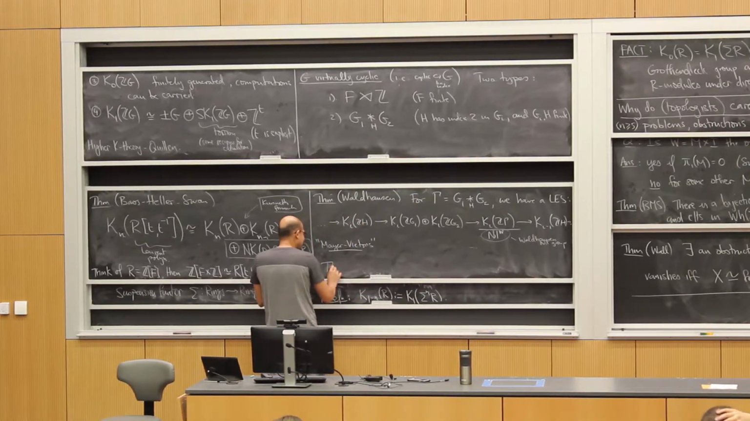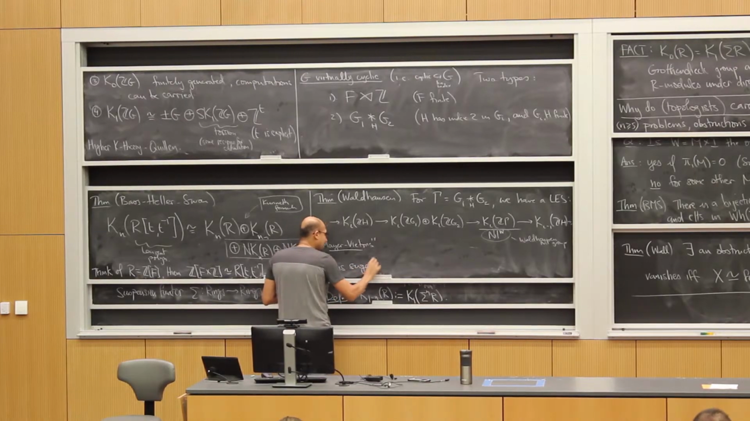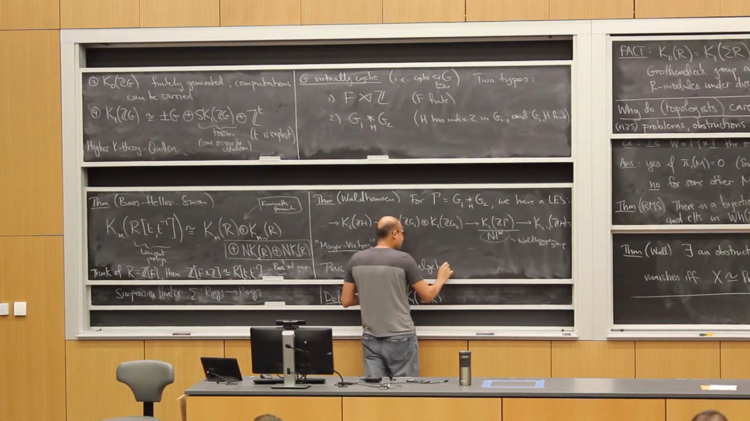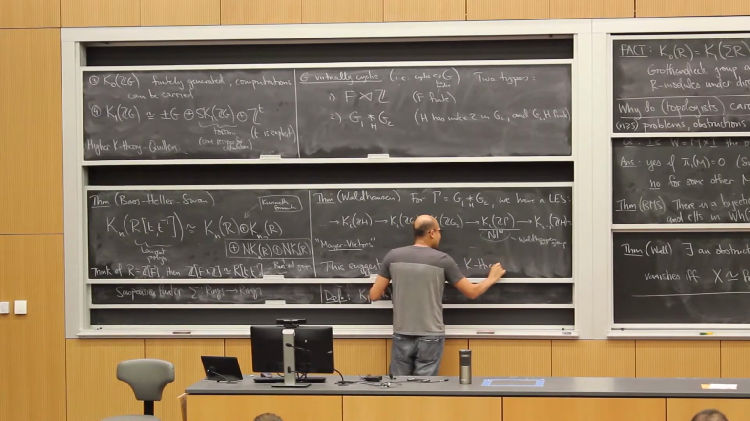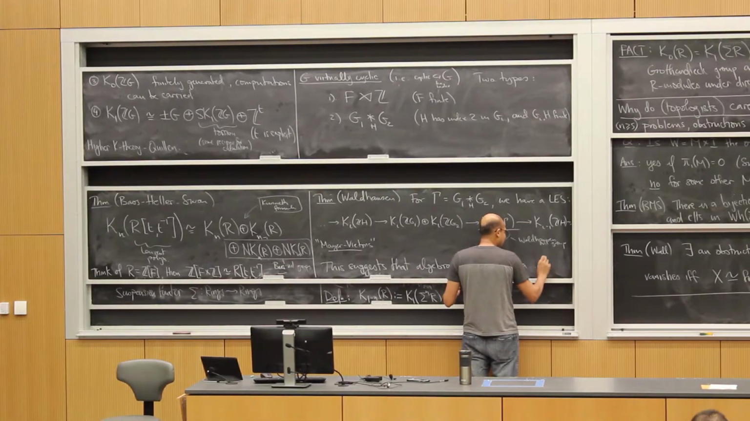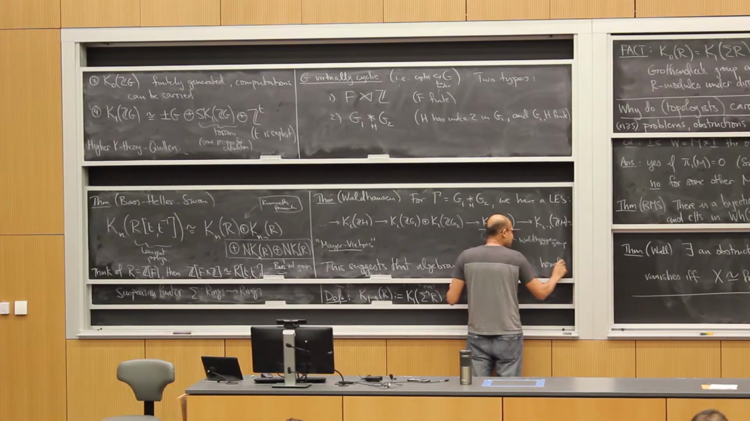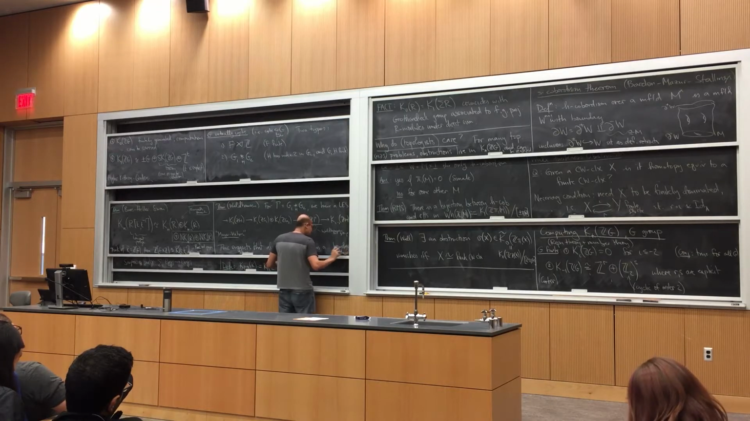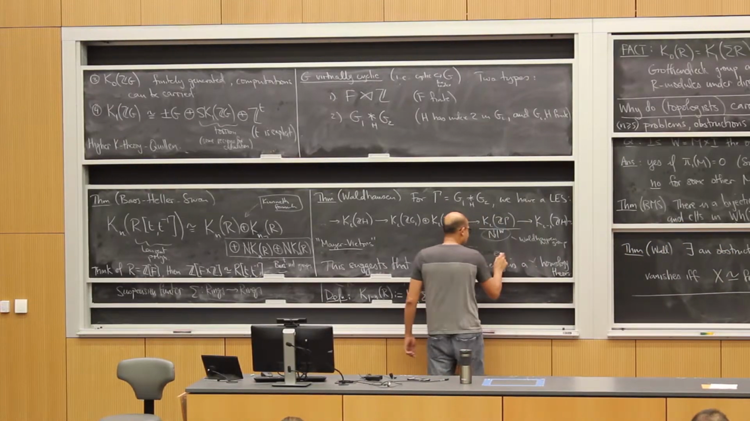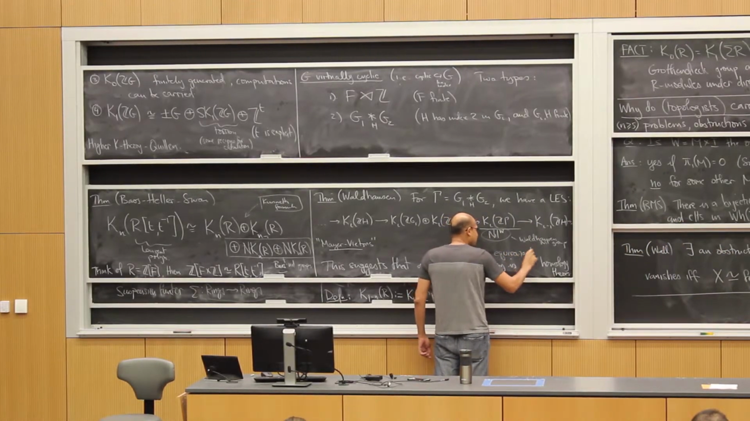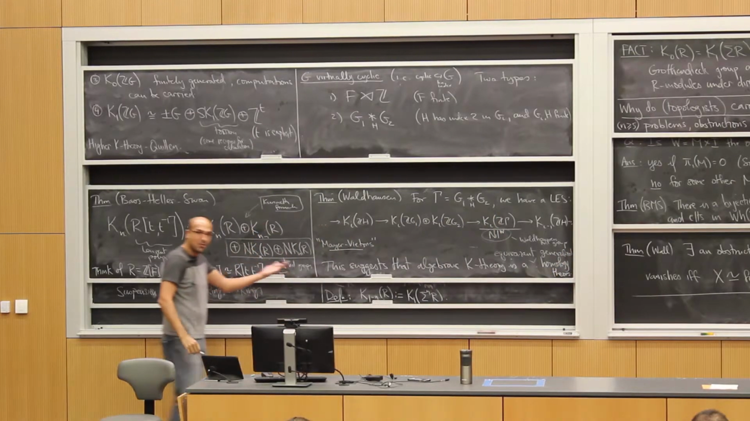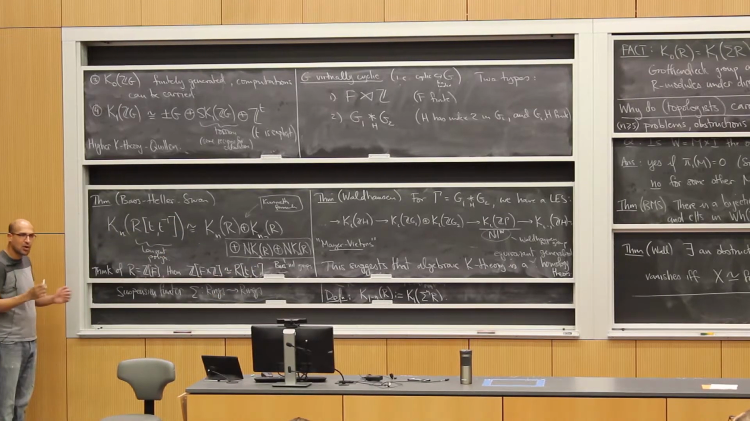So this suggests that algebraic K-theory is a homology theory. The catch here is that to make this precise, you need some adjectives. And the adjectives are equivariant, generalized homology theory. So it's not your usual homology theory, but there are other homology theories.